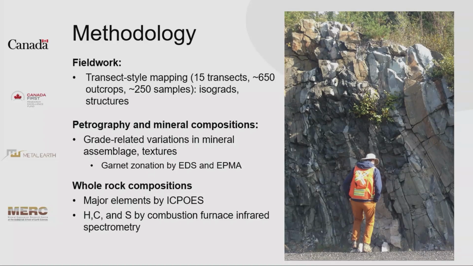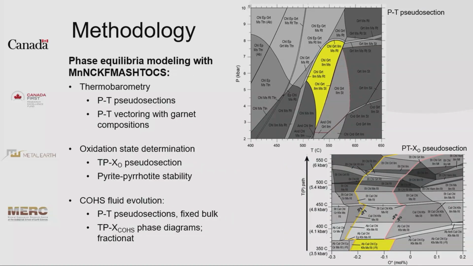I'm going to talk about grade-related variations, especially for the major elements, and we were able to build a big data set for hydrogen, carbon, and sulfur content, which we get in the Metal Earth complete characterization package by the combustion furnace infrared spectrometry method. Then all this is pushed towards phase equilibrium modeling. We're using quite a large system here. I think it's one of the first studies to use carbon and sulfur along with the MnNCKFMASH system, so it's quite a large, complex system.